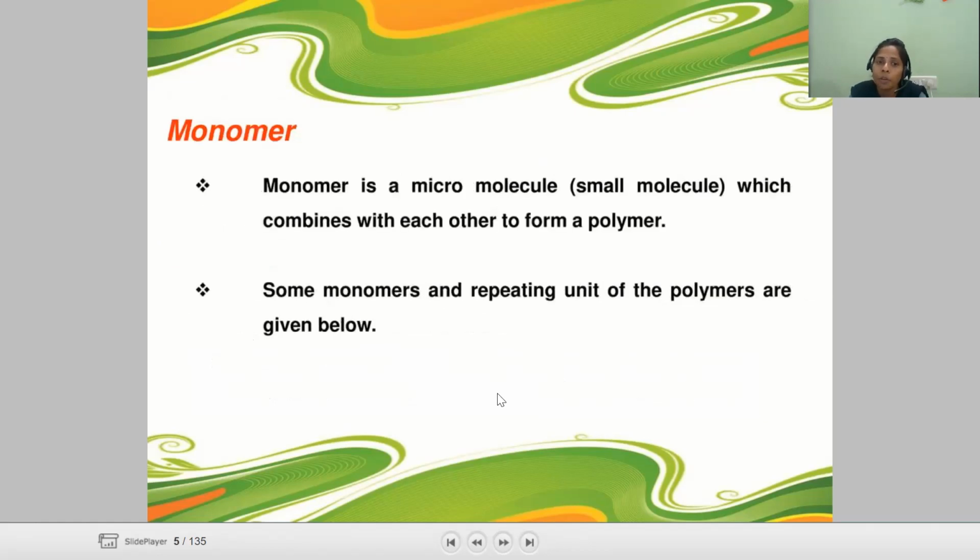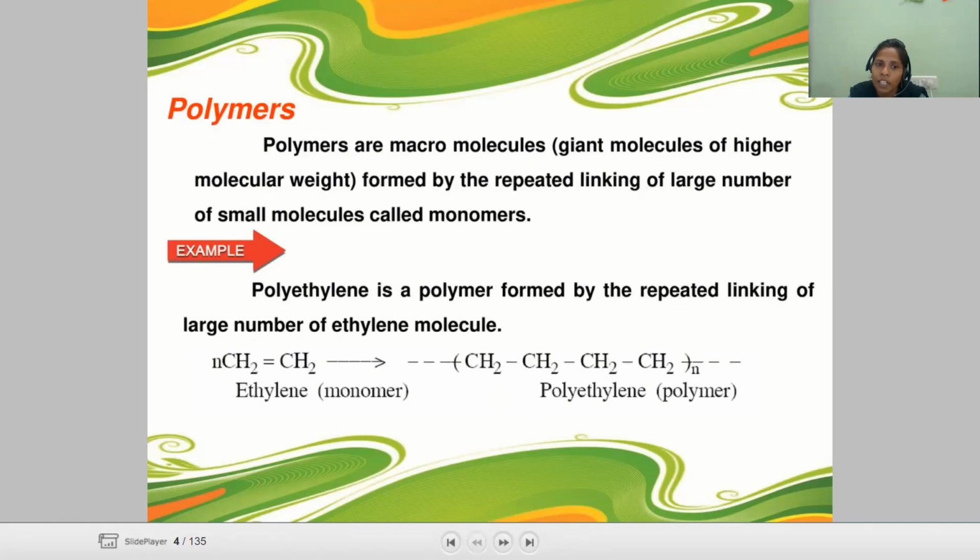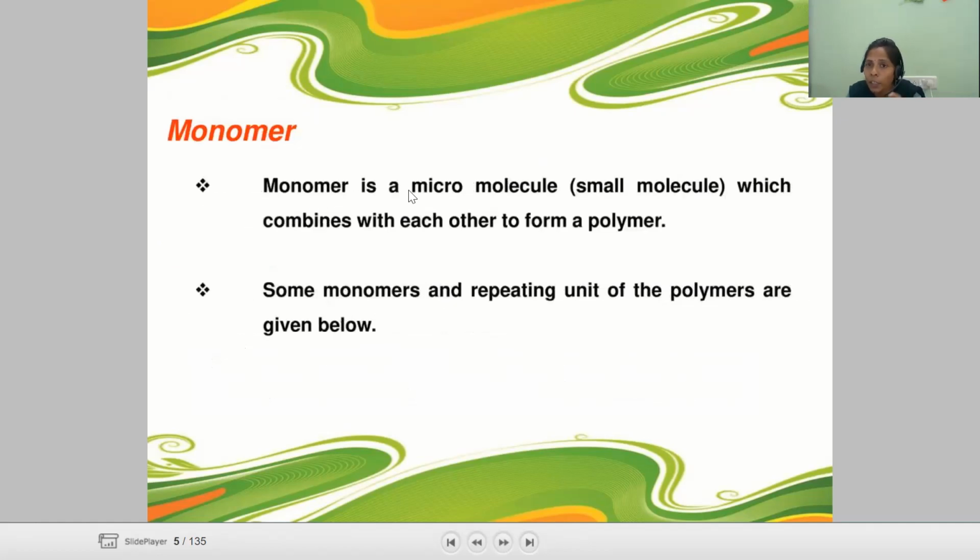Now, what is meant by the monomer? Now you have seen what is meant by the monomer. This is the monomer. How can you define the monomer? The repeating unit or a smaller molecule in the polymerization. The smaller molecule in the polymer is called the monomer. A monomer is a micromolecule. That is, this is a small molecule which combines with others to form a polymer.